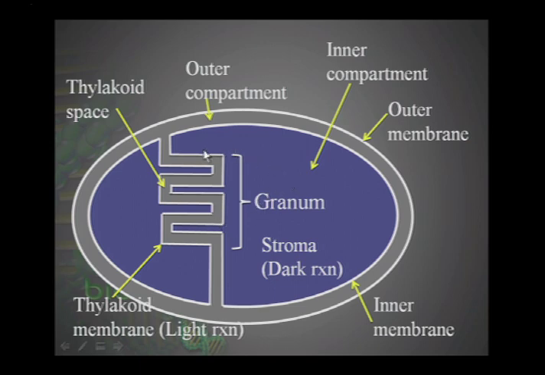Also notice that the space between the thylakoid membranes, known as the thylakoid space, is continuous with this outer compartment. And this inner compartment contains a fluid known as the stroma. When we talk about photosynthesis, we're going to be interested mostly in these thylakoid membranes because that's where the light reaction occurs. And then the dark reaction is going to be taking place in this fluid-filled inner compartment, the fluid known as the stroma.